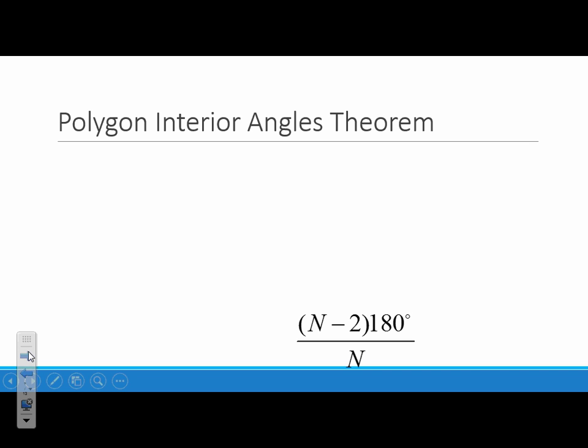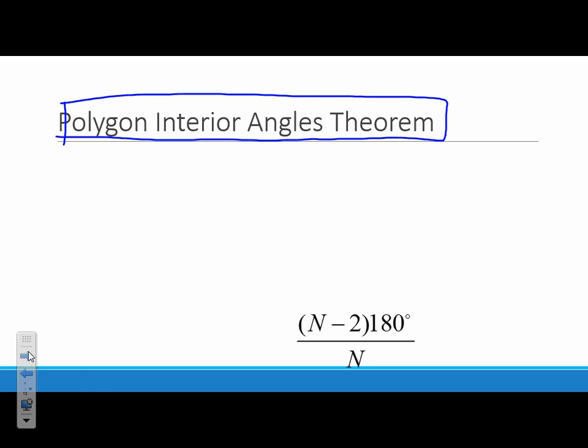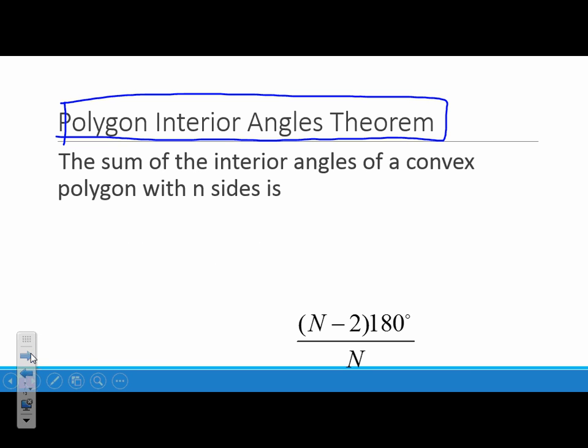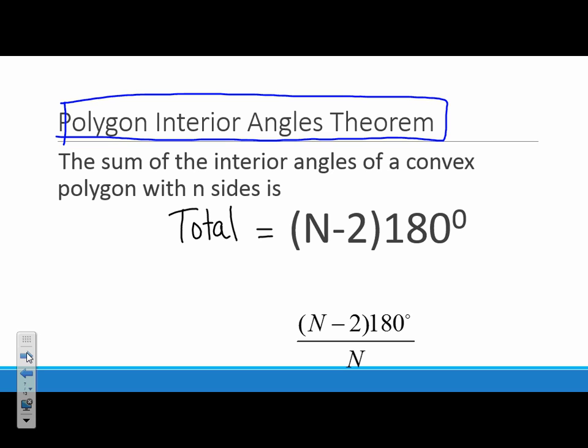The polygon interior angles theorem. This says that the sum of the interior angles of a convex polygon with n sides is, so I can find the total no matter what by doing this formula. I'm going to put total equals, so the total number of degrees equals n minus 2, that's the number of sides minus 2, then take that number times 180. Because n minus 2 tells me how many triangles I would make, and 180 degrees for each triangle.